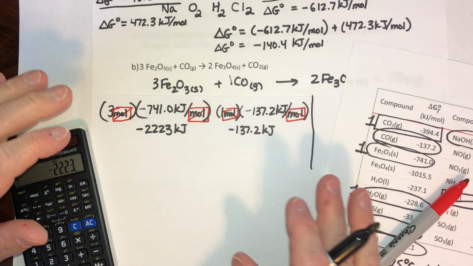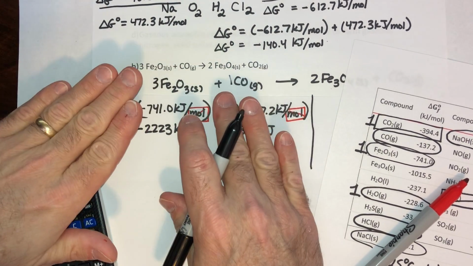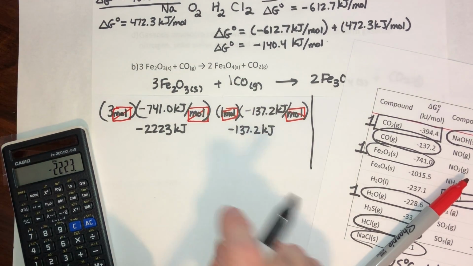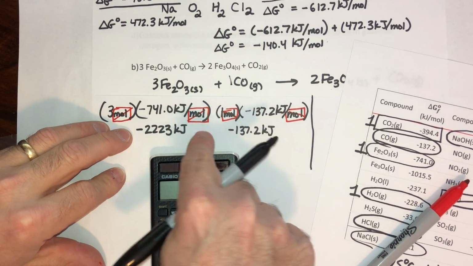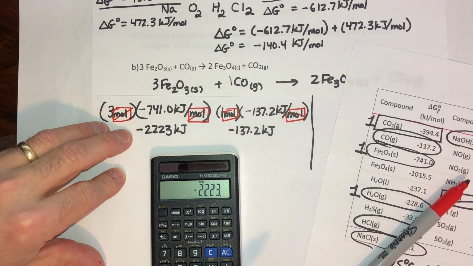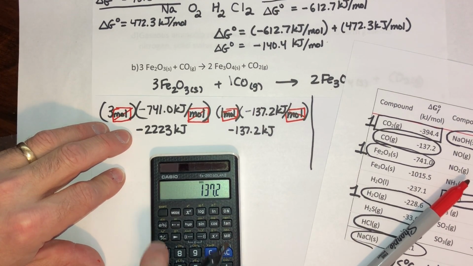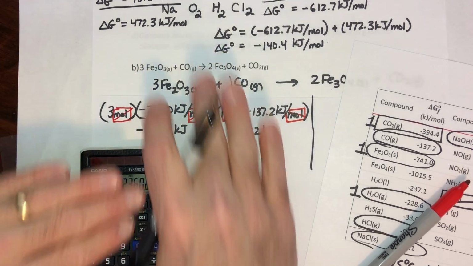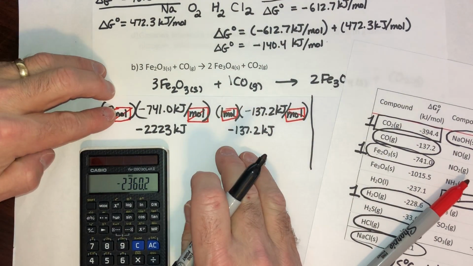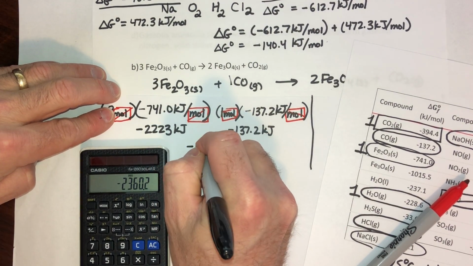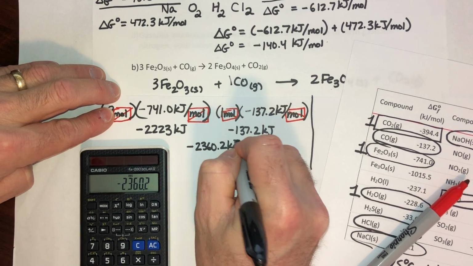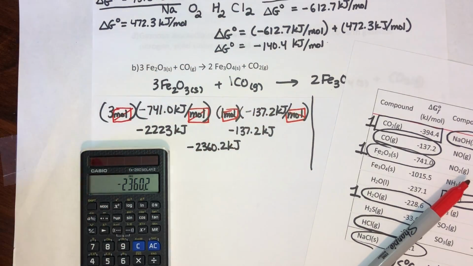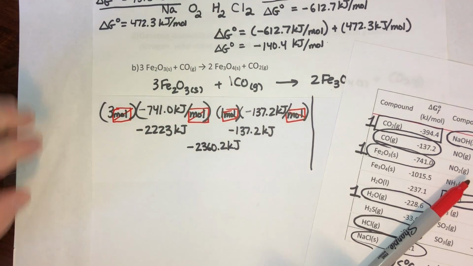Now, we know that once you find the numbers for the reactants, you're supposed to add them up. So I'm going to put these two together. I've got a minus 2,223 already in my calculator, and I'm going to add the negative 137.2. So the total amount of Gibbs free energy for the reactants will be a minus 2,360.2 kilojoules. Okay, and that's my reactants done. Let's move on and do the products.